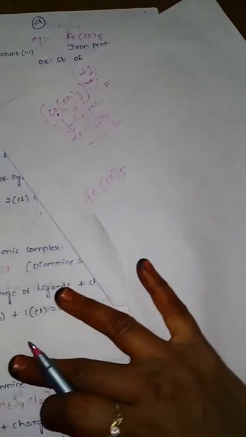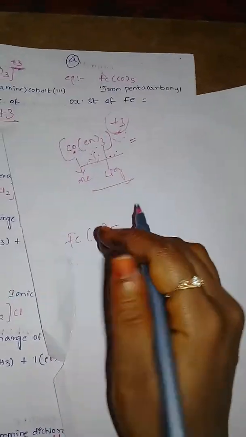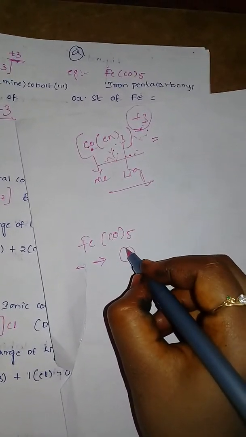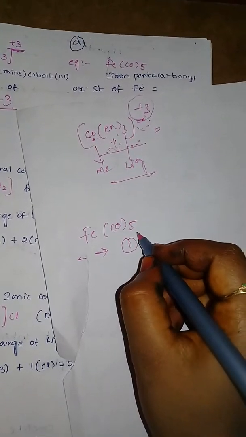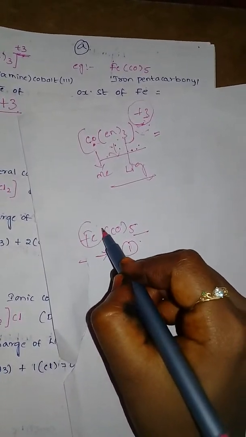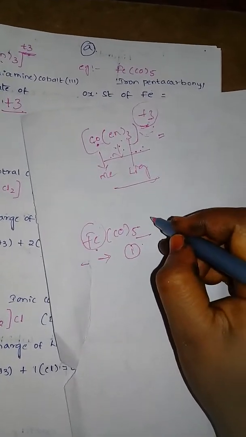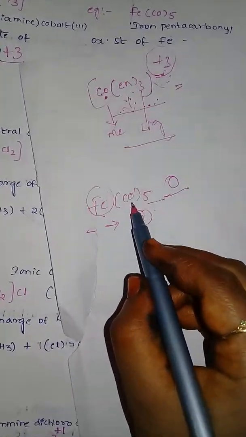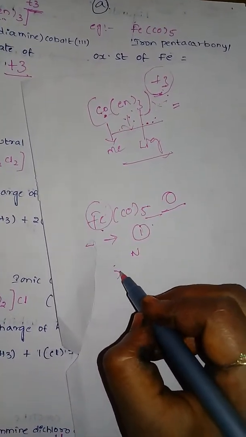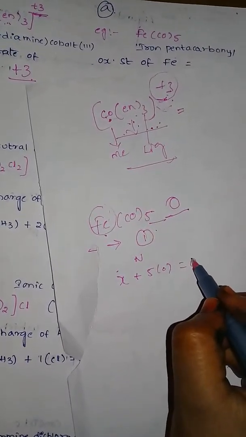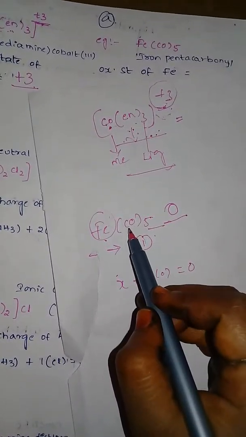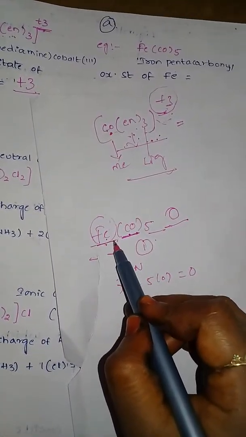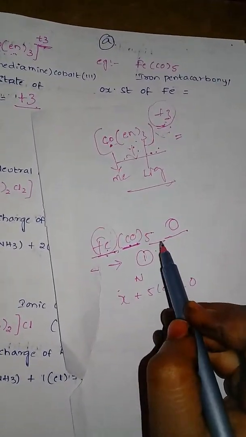Fe(CO)5, iron pentacarbonyl. See, based on the first trick, if the complex contains metal carbonyls, the oxidation state of the metal is 0. Why? Because CO is a neutral ligand, so X plus 5 into 0 is equal to 0. So if the complex contains metal carbonyls, the oxidation state of the central metal atom is always 0. This is the first trick.